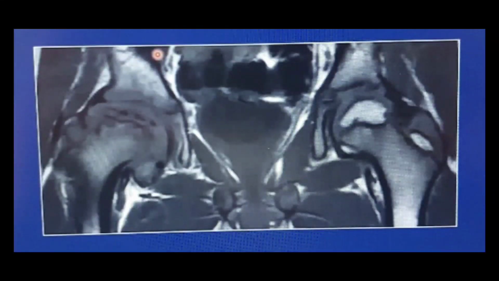So Perthes disease is an idiopathic disease. It's avascular necrosis, and it involves the femoral head epiphysis.